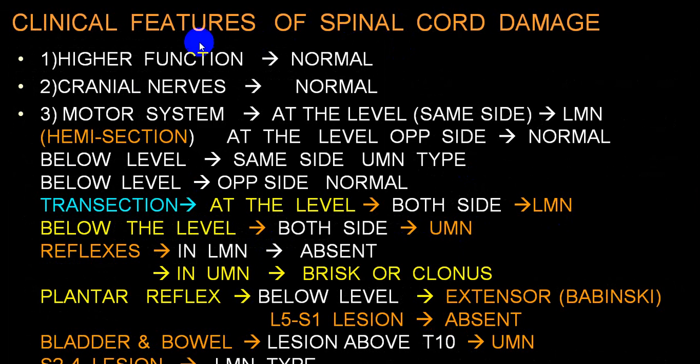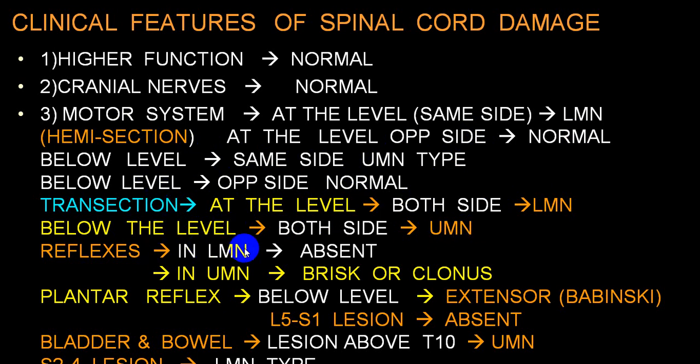In a spinal cord damage, higher function will be normal, cranial nerves will be normal. Motor system at the level of damage, on the same side, lower motor neuron. In case of hemisection, at the level of damage on the opposite side it will be normal. Below the level on the same side, upper motor neuron type of findings. Below the level on the opposite side, in case of a hemisection, it will be normal. In a case of a transection, at the level, both sides lower motor neuron. Below the level on both sides, it will be upper motor neuron in case of a transection.